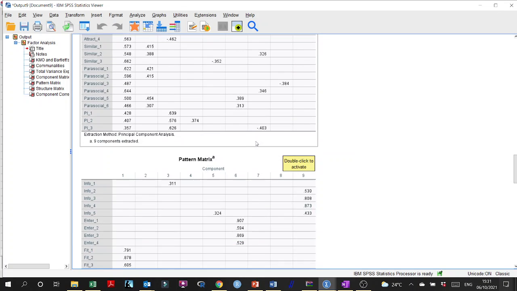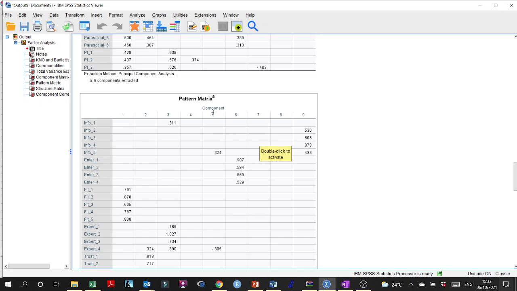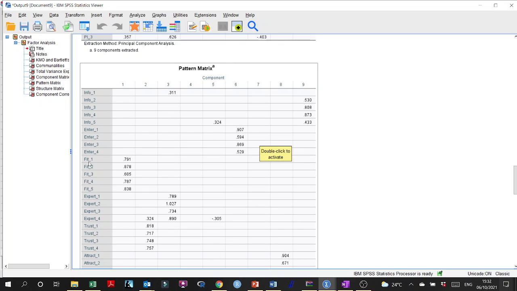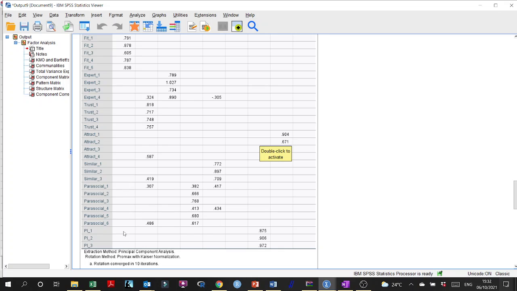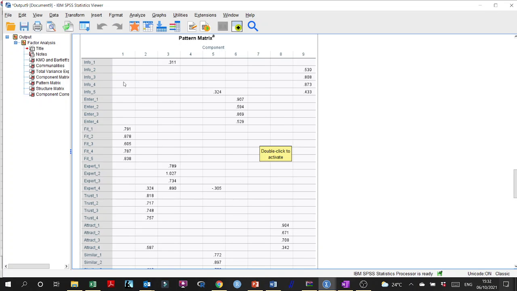Second, we focus on the pattern matrix if you are using a Promax rather than the component matrix. So over here, what you really need to take a look at is that you know that fit 1 to fit 5 measures one variable, for example, the brand fit. So you want all these items to load in one factor and one factor only. This means that they all mean one thing, and over here we have the brand fit loading. It's the only thing loading in factor 1. So this factor is brand fit.